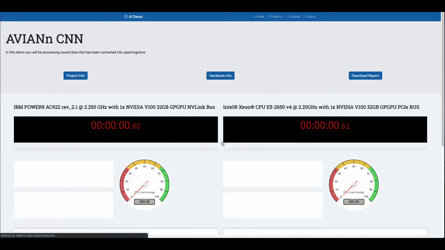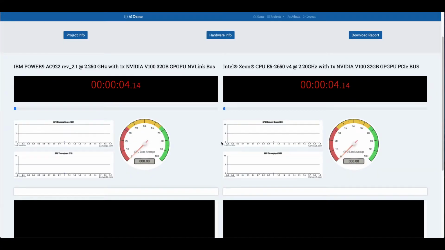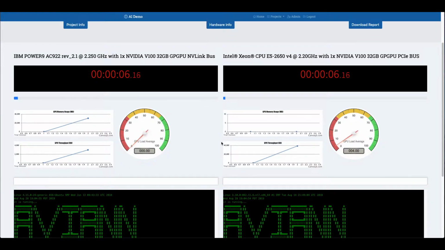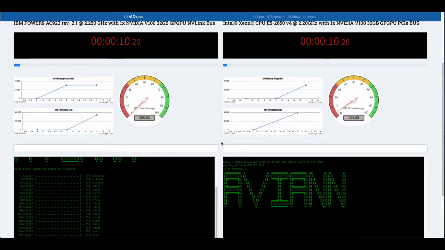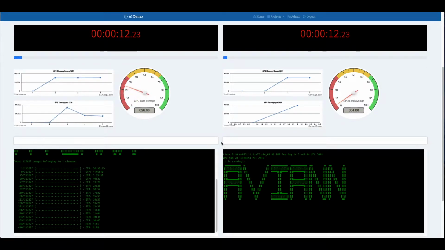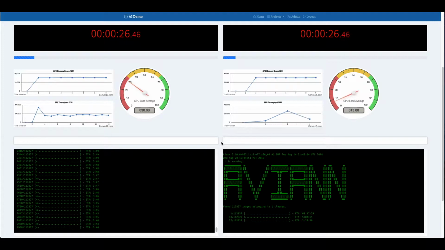Okay, and so as we click Run Demo, we can see that as things get started here, we have some timers, we have some plots showing us some throughput, and then we have the command line output. So as you immediately look, you can see that the left-hand side, where the IBM POWER9 machine is able to immediately get started, push the data out onto the GPU. And that was a really important thing for us to notice, is the interaction with the GPU was so immediate.